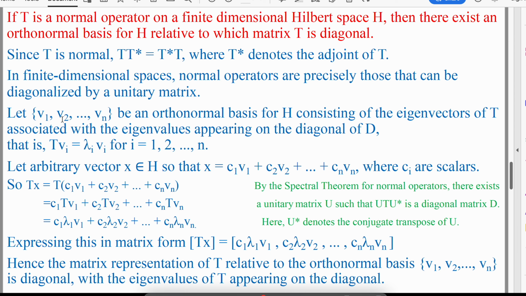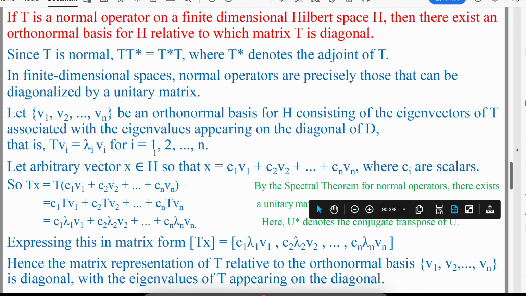So let V1, V2, ..., Vn be an orthonormal basis for H, consisting of eigenvectors of T associated with eigenvalues appearing in the diagonal D. That is, by the characteristic equation, T Vi is equal to lambda i Vi, where i varies from 1 to n.